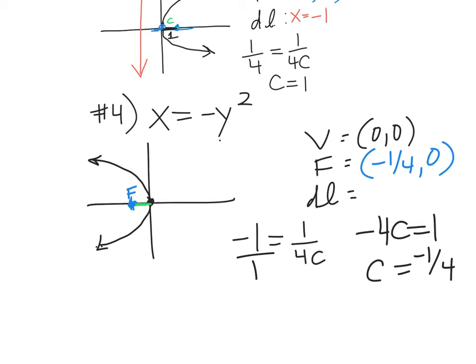The directrix line is going to be the same distance the other way, over here. It's a vertical line. It's going to be x equals what? Positive 1/4. Okay?